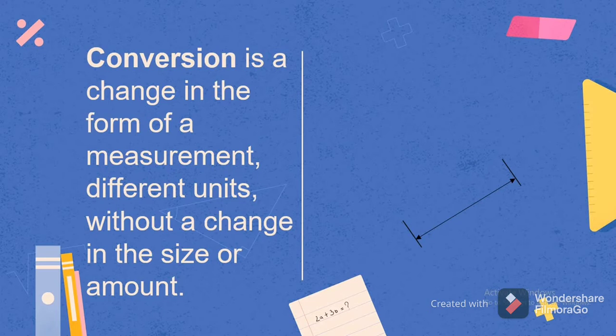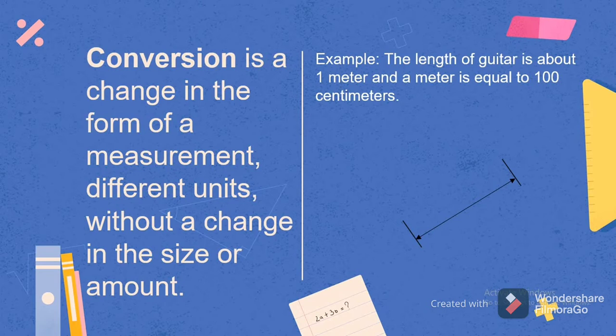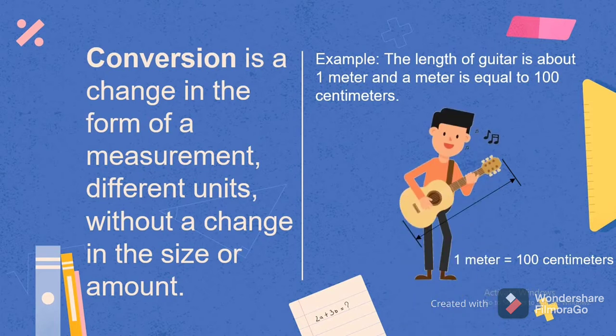A conversion is a change in the form of a measurement, different units, without a change in the size or amount. In other words, conversion is solving a problem that changes from one unit to another unit of measurement. For example, the length of a guitar is about 1 meter and a meter is equal to 100 centimeters. So for the conversion factor, 1 meter is equivalent to 100 centimeters.